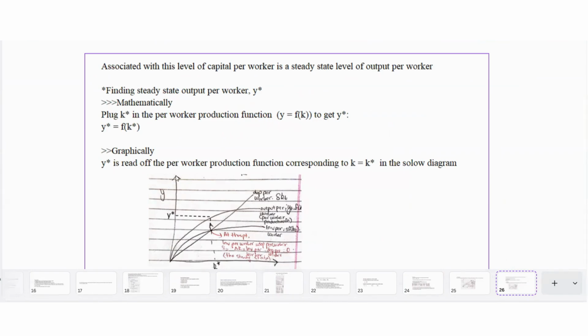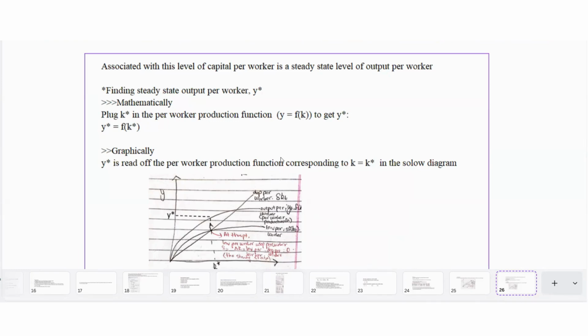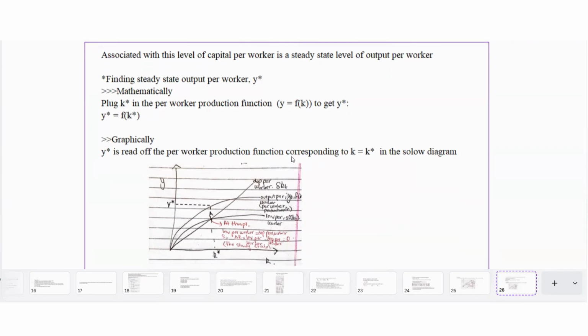Mathematically, what you have to do is simply plug in the steady state value of capital per worker, K star, which we found earlier, into the per worker production function, right? Y is equal to F(K) is our per worker production function, where output per worker is a function of capital per worker. So to find Y star, you just plug in K star in your per worker production function. So Y star is F(K star). So once you've found the steady state level of capital per worker, it's very easy to find the steady state level of output per worker, as all you have to do is plug in K star in your per worker production function to get Y star.